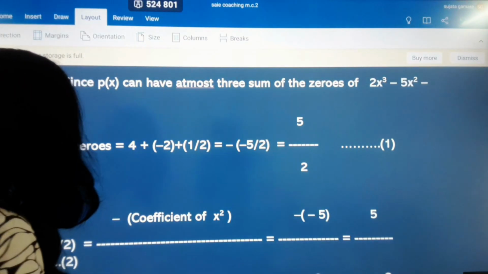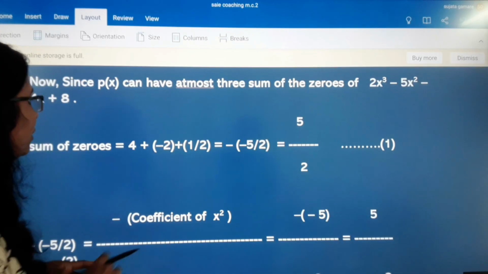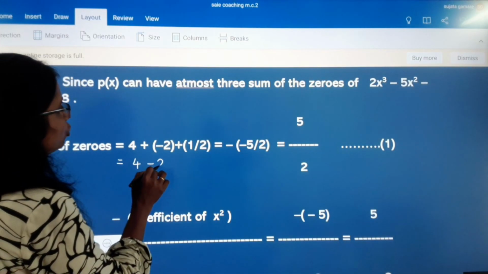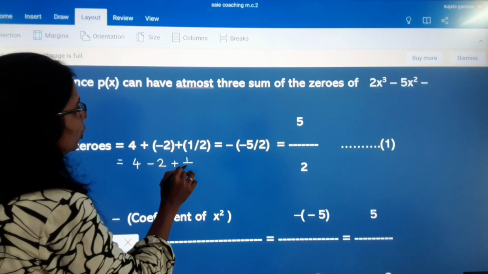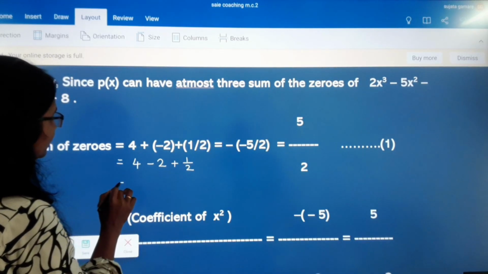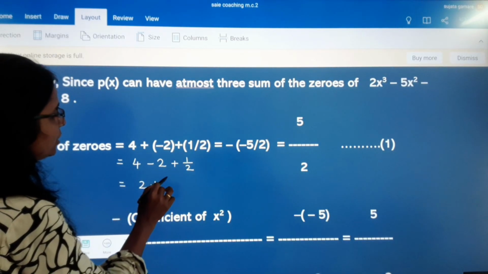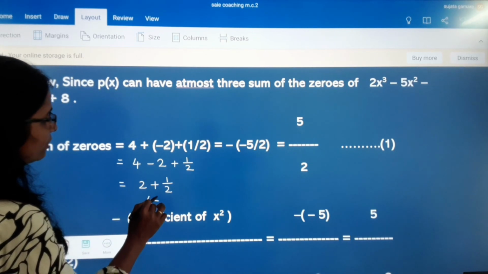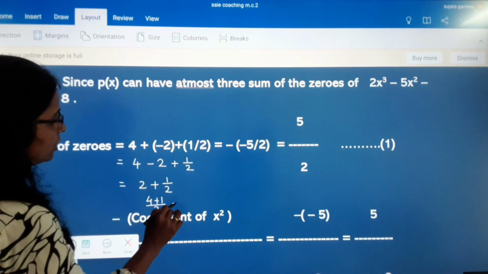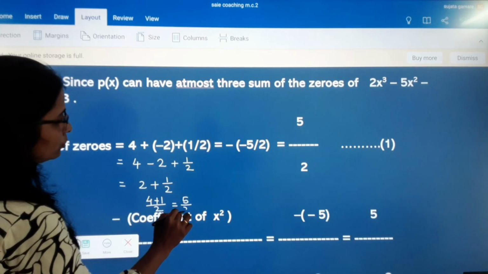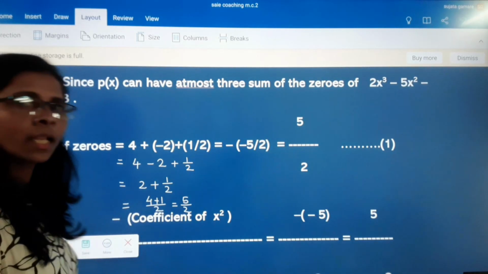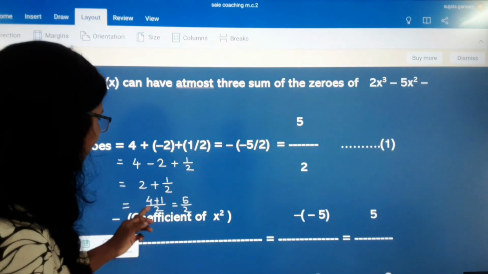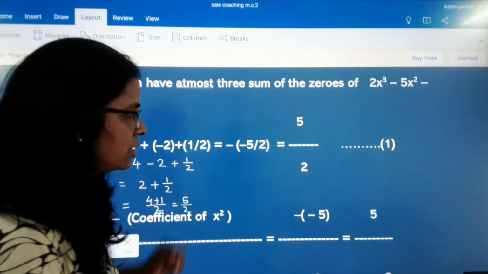So let us see how it comes. Here 4 minus 2 plus 1 upon 2. So 4 minus 2 means 2. 2 plus 1 upon 2, that means 2 twos are 4, 4 plus 1 upon 2, which is equal to 5 upon 2. Okay. Call it the first equation.